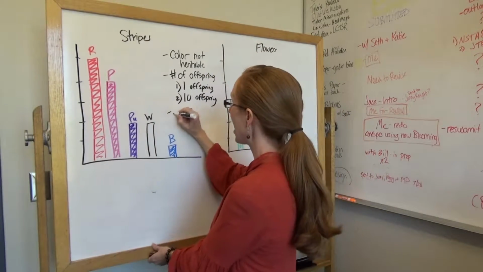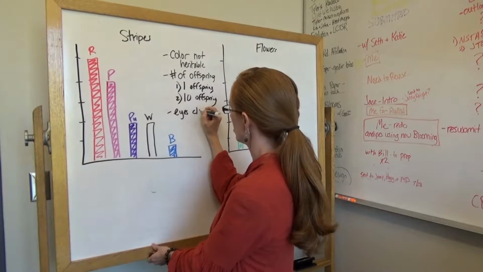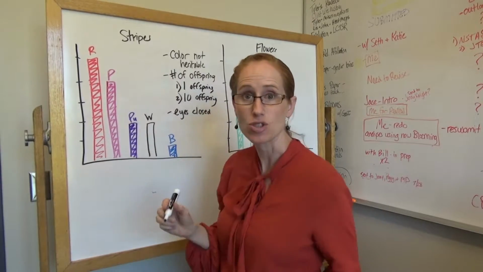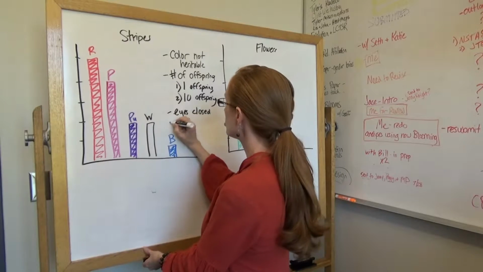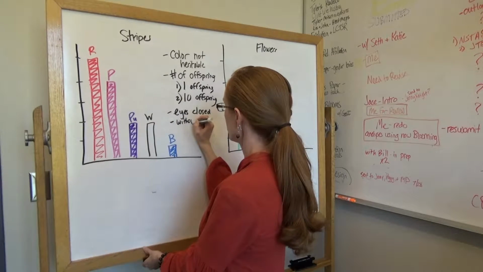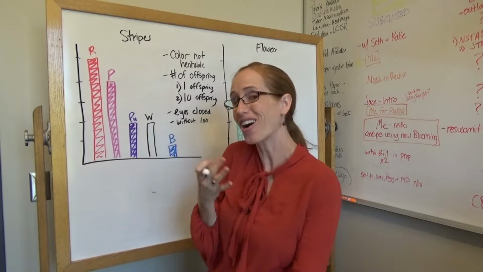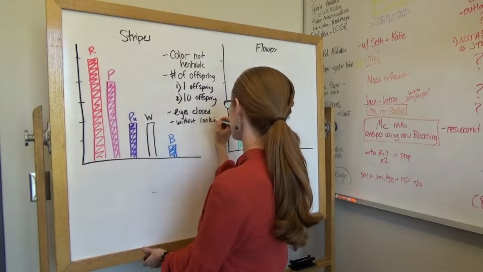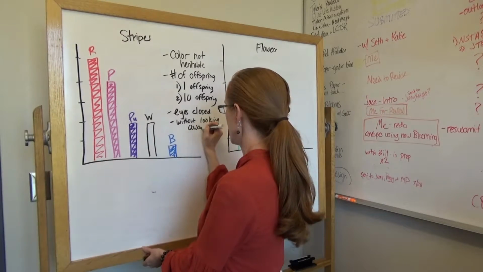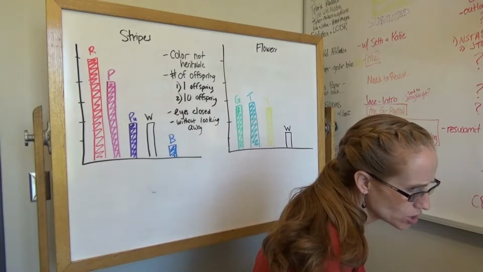We could do it with our eyes closed. Would that make a difference? Or vice versa, we could do it without looking away. So you could actually target the dots, all right? And see if that changes. What are some other things you can change?